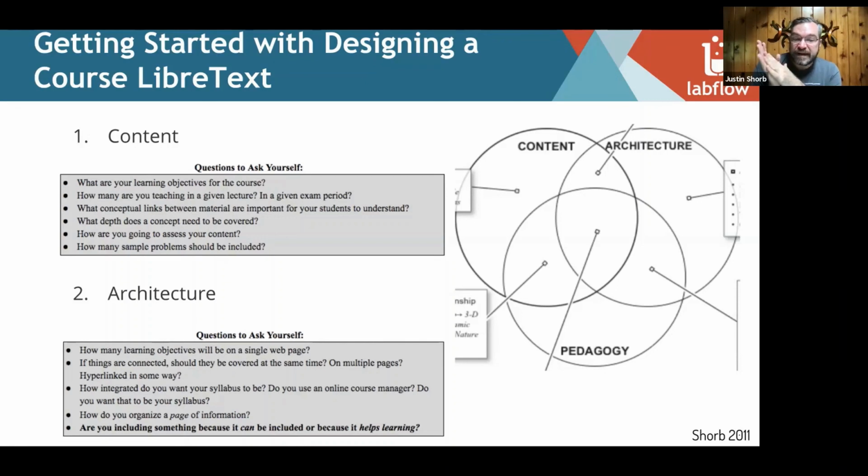How are they going to be connected? How are you going to cover them? Are you going to hyperlink them in some way? And how integrated do you want your syllabus to be?